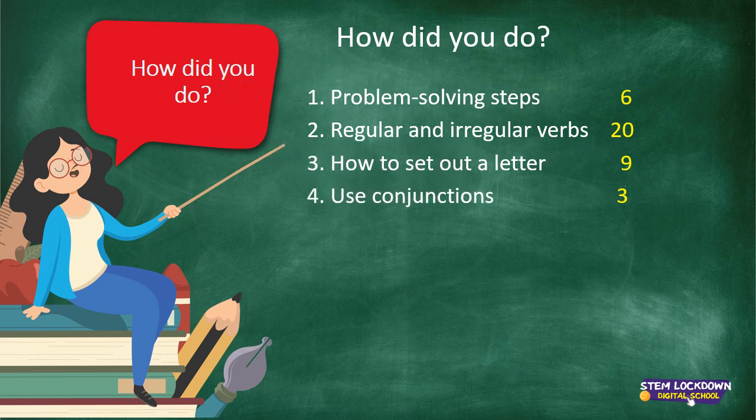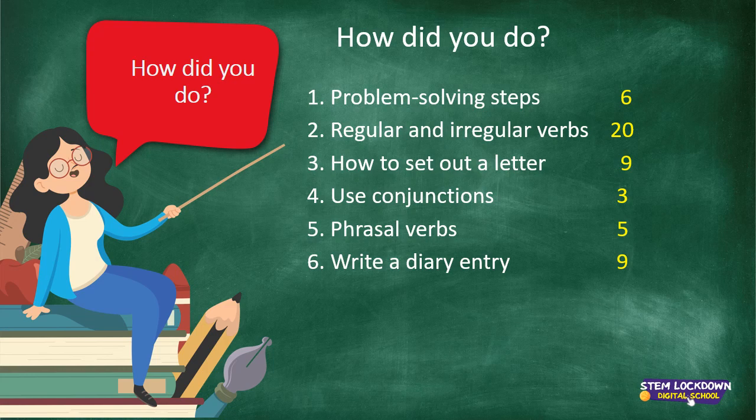Number 4, you used the conjunctions because, so that, and but, and wrote 3 sentences. 3 marks for that. Number 5, you did phrasal verbs, the verbs that look down, look up, that sort of verb where there's 2 parts to the verb. You got 5 marks for that. And number 6, you had to write a diary entry correctly. There were 9 marks for that. And number 7, our last one, the present perfect tense verbs, there were 8 marks for that. So add them all up and give yourself a mark out of 60.